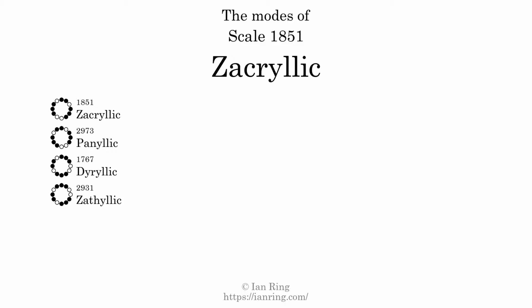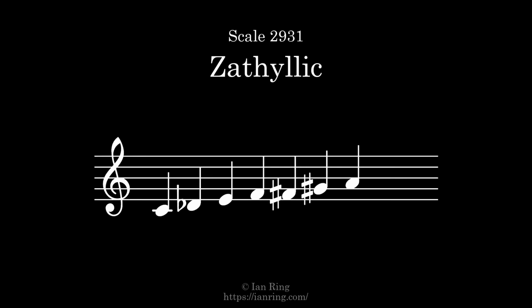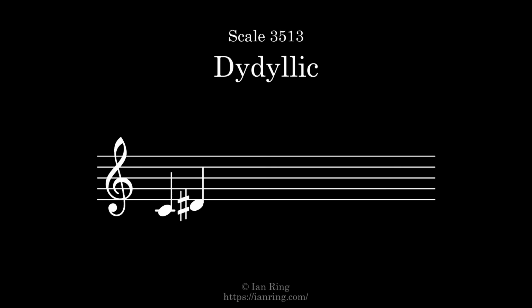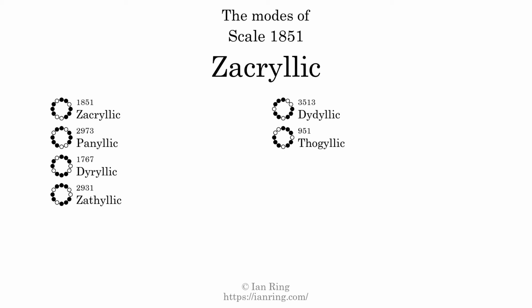The fourth mode is scale 2931, also known as Zacryllic. It sounds like this. The fifth mode is scale 3513, also known as Zacryllic. It sounds like this. The sixth mode is scale 951, also known as Zacryllic. It sounds like this.